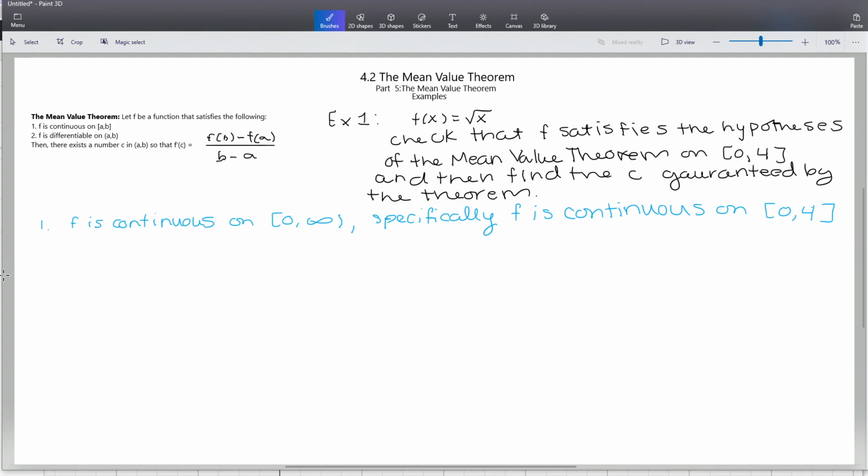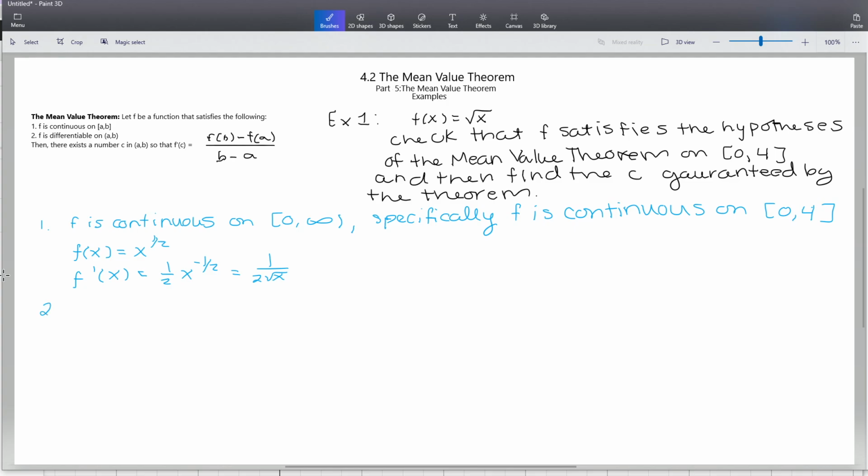So we'll look at f prime of x. f of x is x to the 1/2 power, so f prime of x is going to be 1/2 x to the -1/2, which could also be written as 1 over 2 square root of x.